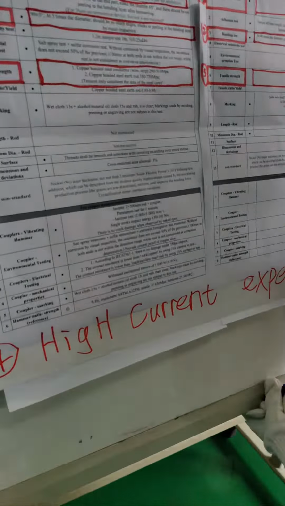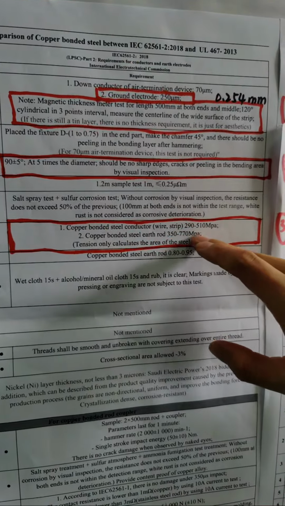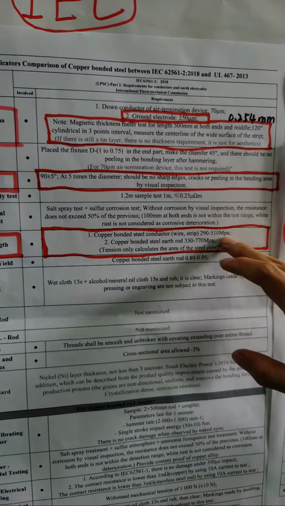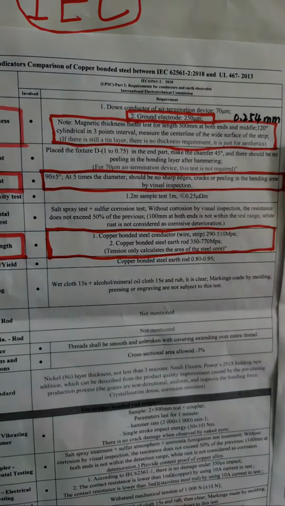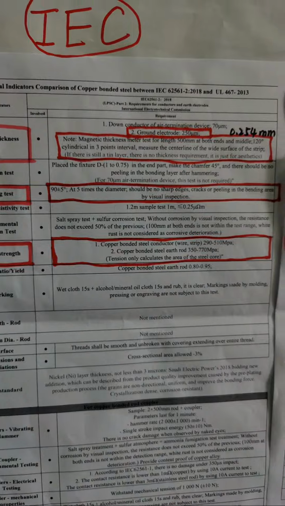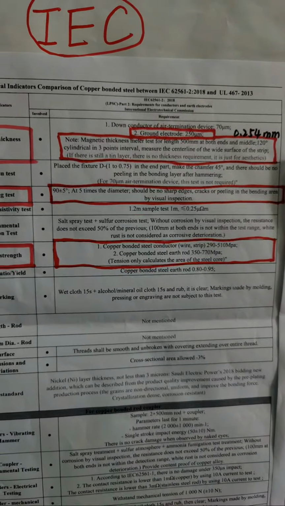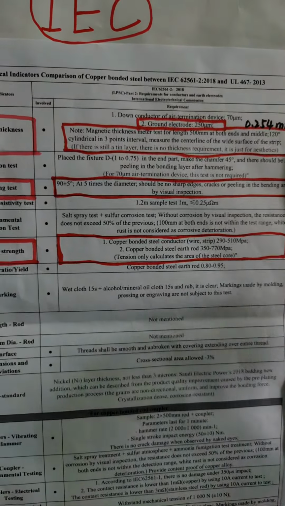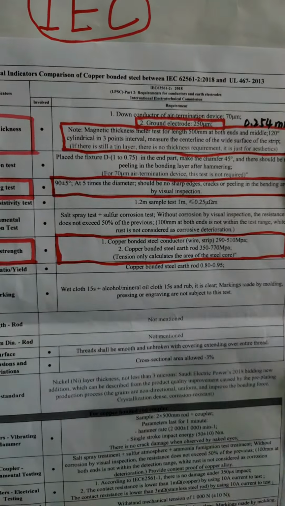So let's come back to the IEC. Do you see here? You put a force which is 350 to 770 megapascal. The experiment tells us our electrode can withstand 600 megapascal force, which is totally qualified to the standard.